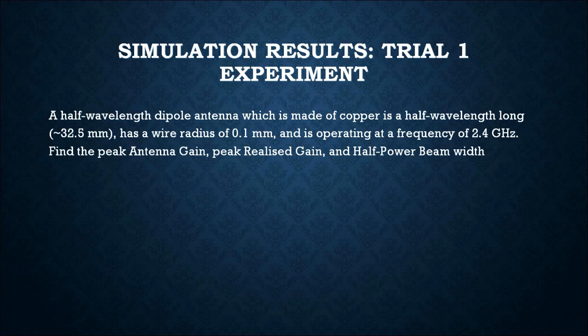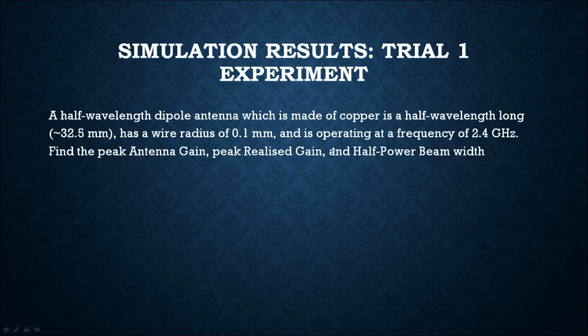As mentioned before, with a larger aperture distribution, we can have narrower beam widths and a huge increase in antenna gain. So this can only happen by increasing or decreasing the antenna dimensions. In this trial experiment, I'll be showing you the results if we were to change the value of the length, which is this 32.5 millimeters.